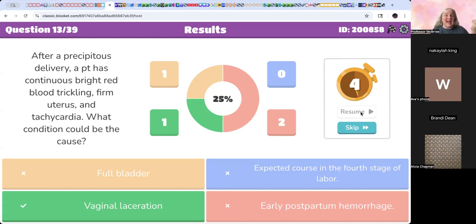So that tells me it's not atony, because the uterus is firm. So where's the blood coming from? And it's this constant little trickle. That's probably a laceration. Okay. What's a precipitous delivery?